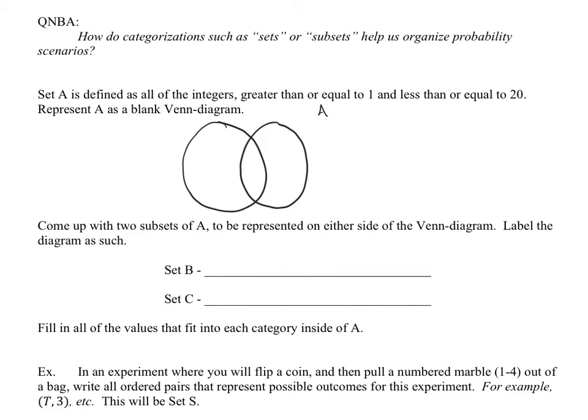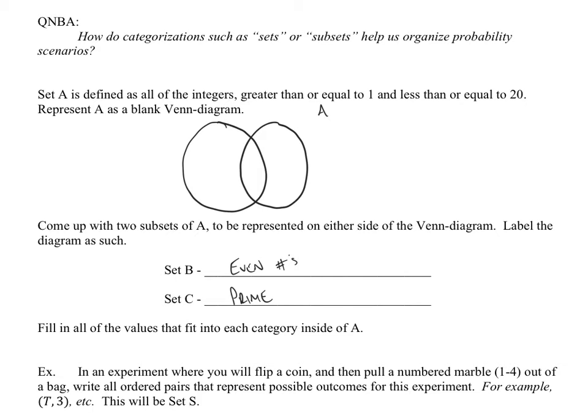We don't necessarily know what goes in each of these yet. Then what we're going to do down here is come up with two subsets of A that could be represented on either side of the Venn diagram. I mean, we could come up with whatever we want here. I'm hoping you all come up with something different. My set B might be even numbers. And then maybe my set C would be prime numbers. You could do odds. You could do multiples of 3. You could do, you know, whatever you want. Think numbers that add up to 4. I don't know. Whatever you'd want to do for your two sets.